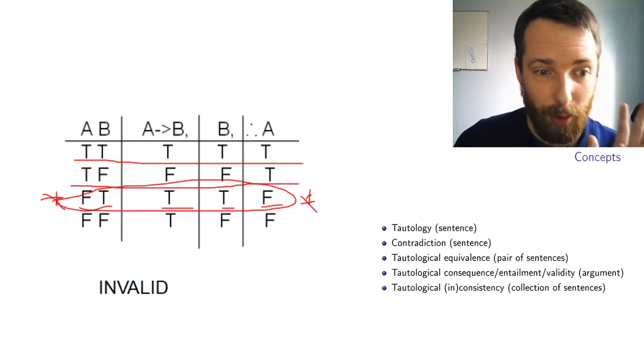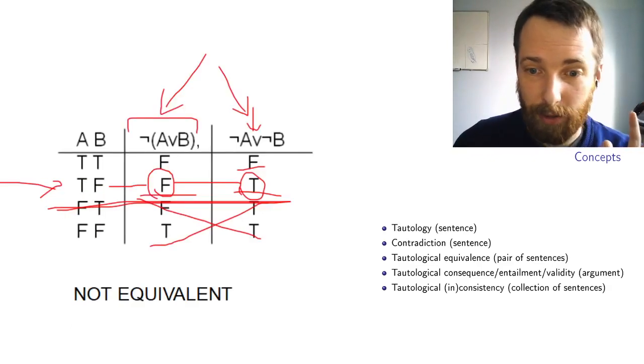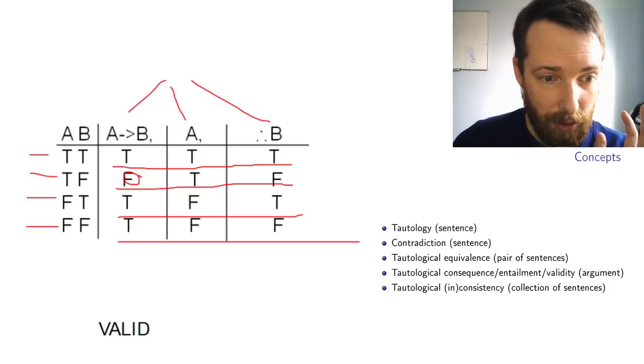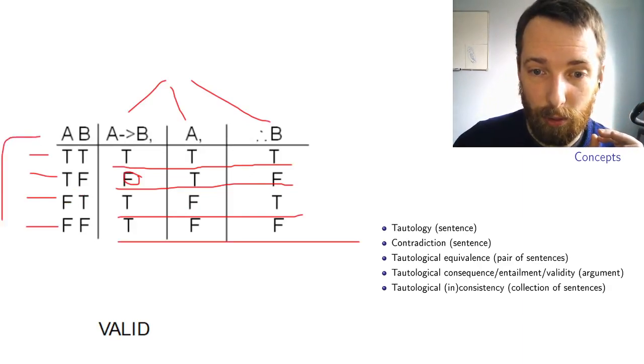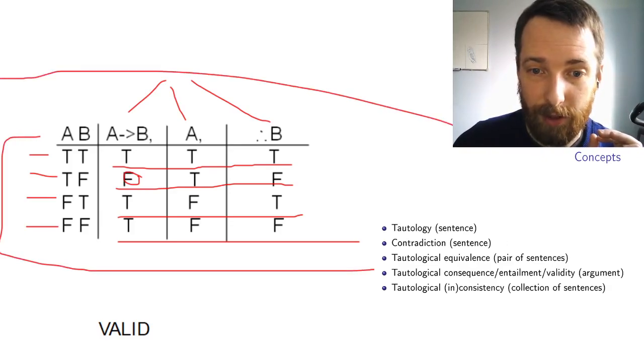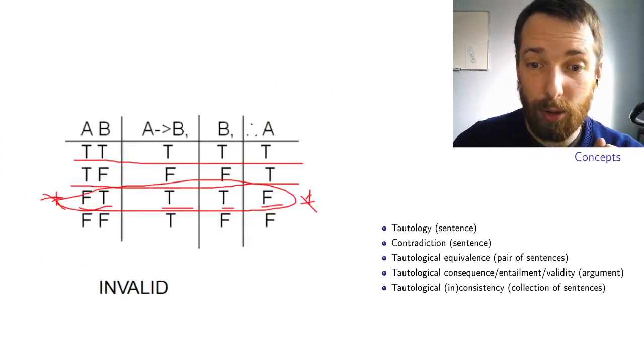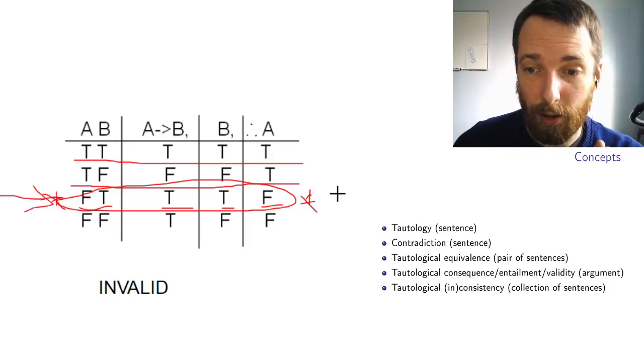Let me drive this home. I'm sorry if I'm beating it into the ground. I'm actually not sorry. Here was our valid argument. For the valid argument, I had to check all 4 rows. I had to check all of the possibilities. I needed the whole truth table. To show something's invalid, I just need 1.